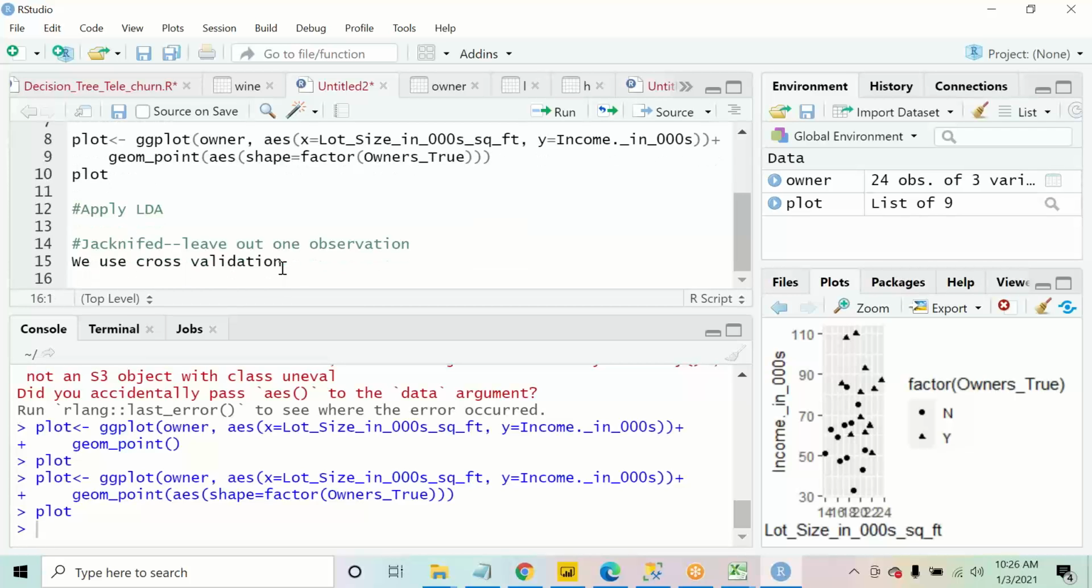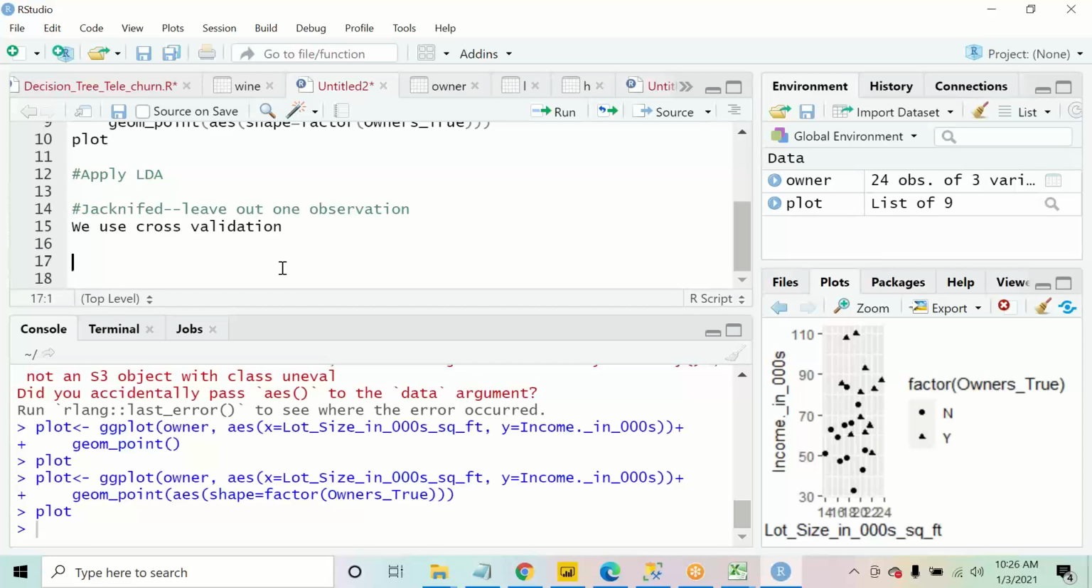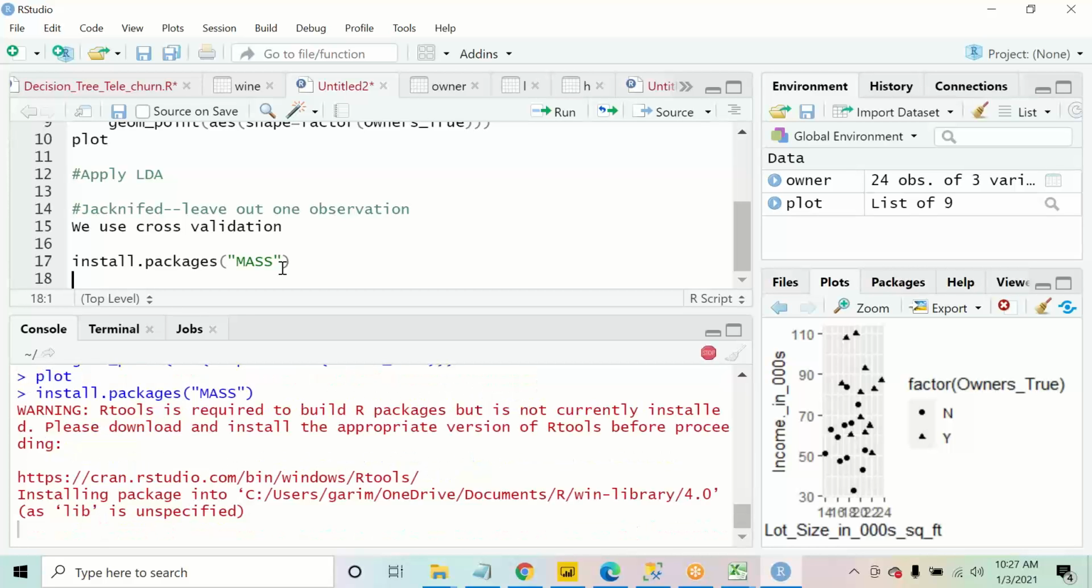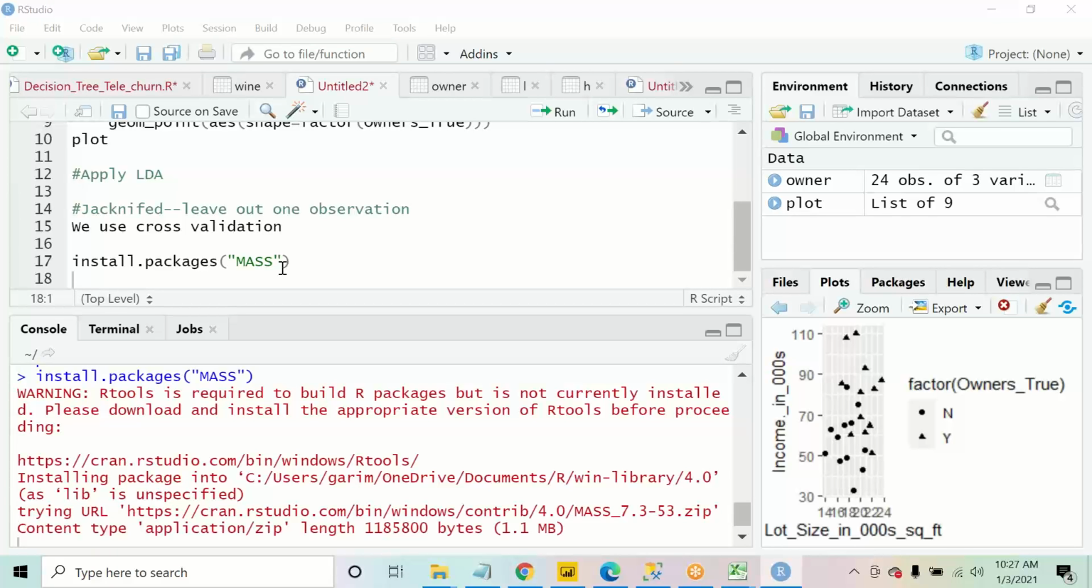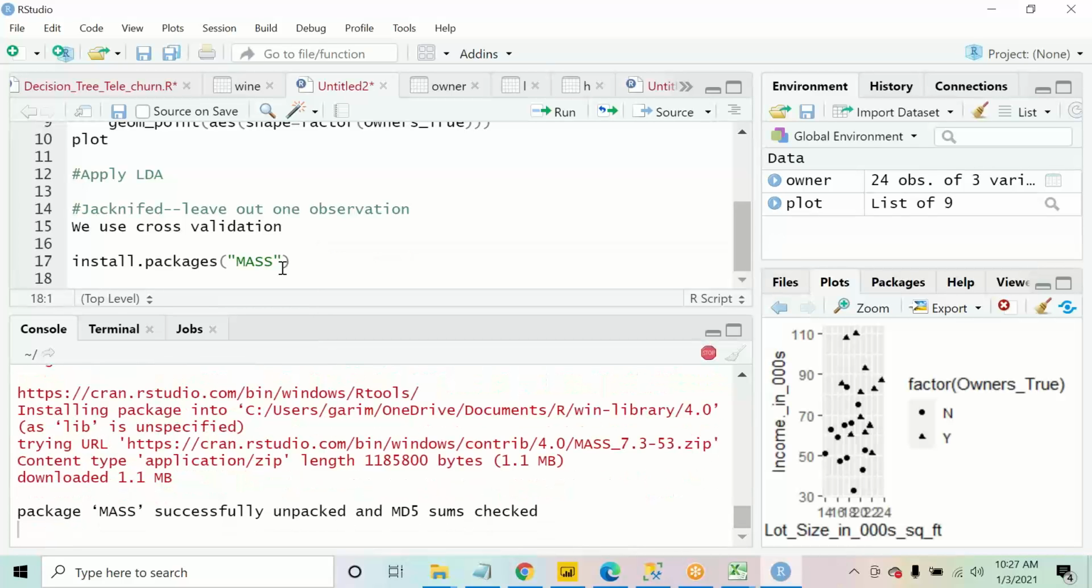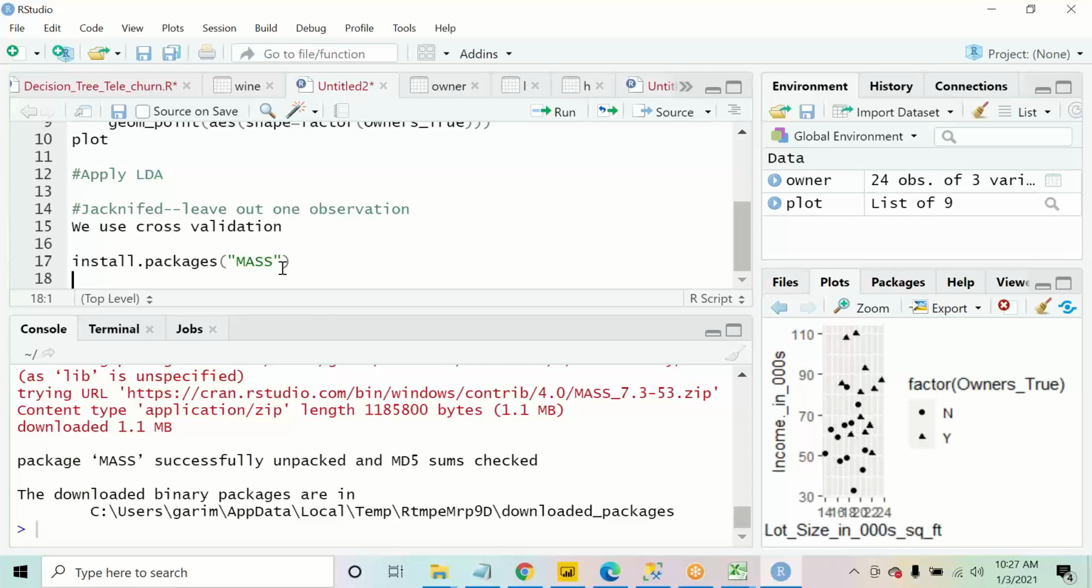Okay, so what we will need for this is a package, and that package is MASS. Okay, because MASS is the package that has the LDA function built in, right? Like in the decision trees, we were using rpart, which was available in the rpart library. Similarly, for using the LDA algorithm, you will have to install the package MASS. So please install that.